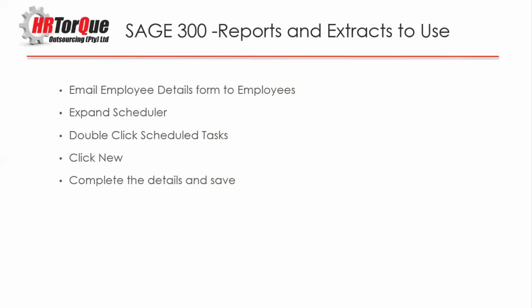What's nice with the Sage 300 scheduler is that you can schedule this beforehand. You can say schedule this to happen once a year, once a month, whatever the situation may be, and you can configure it and allow it to function autonomously. So every time that occurrence happens, it will send out the details forms to the employees. That's really nice with the scheduler. Obviously, you have to be licensed for the scheduler and your scheduler has to be running.